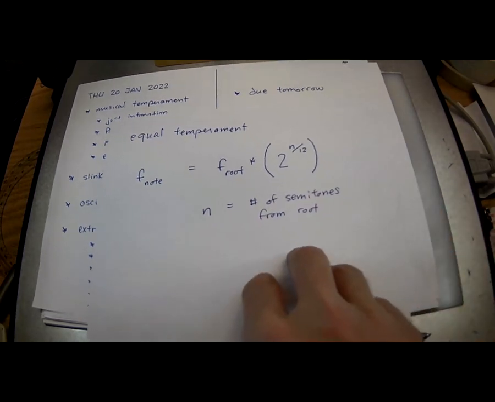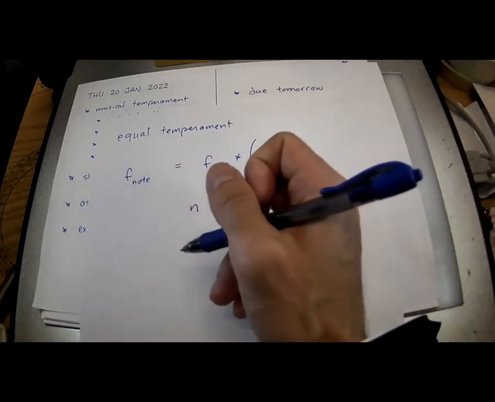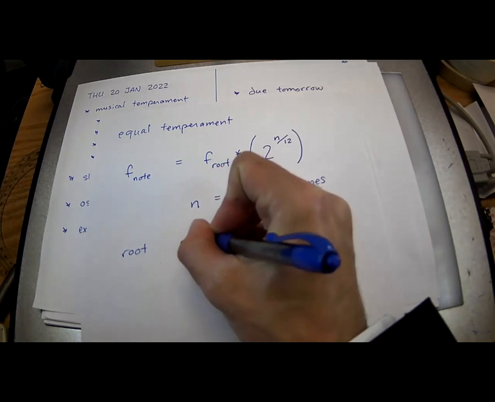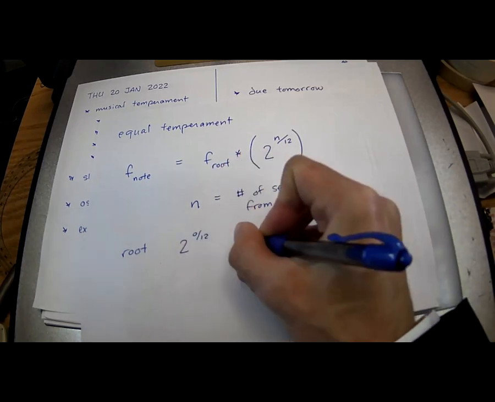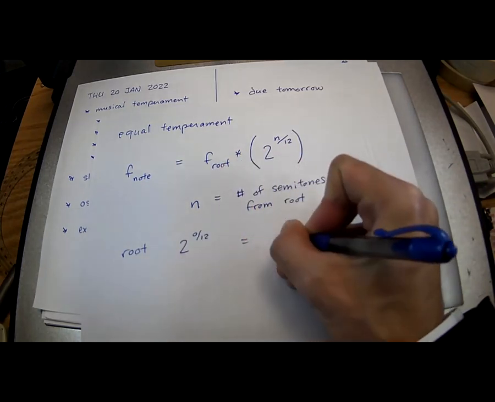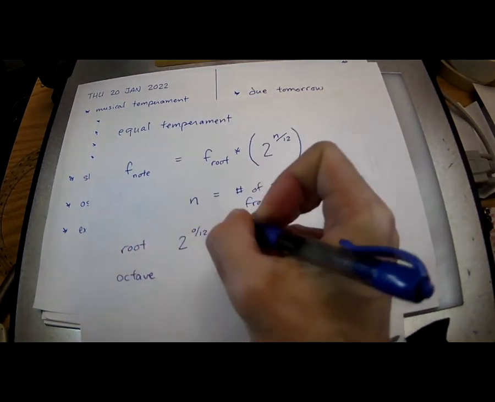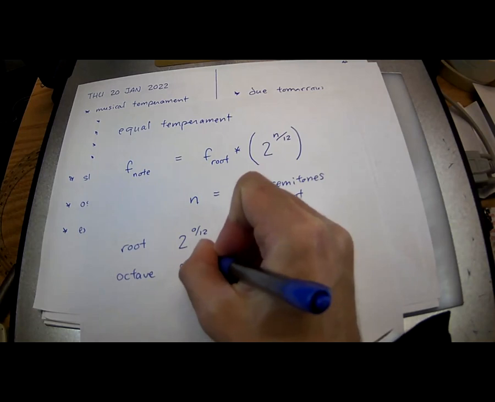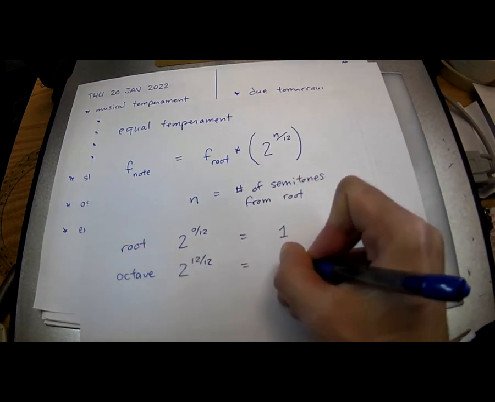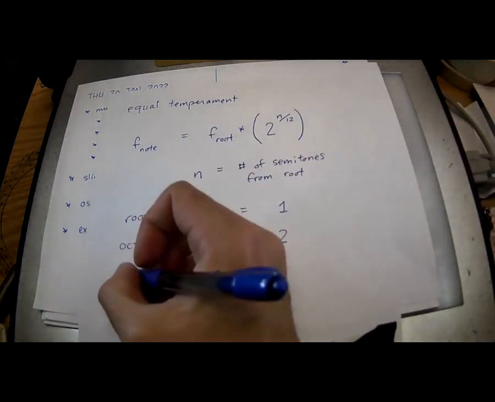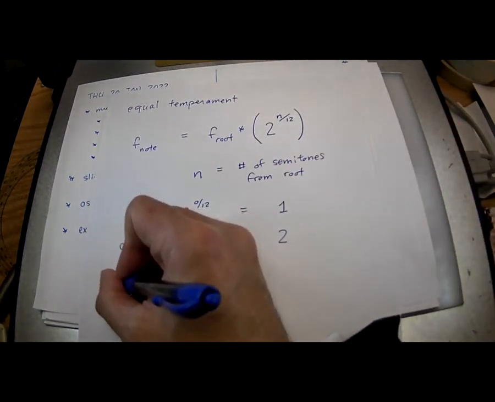What about some of the other parts? Oh, I should write this down. So root is like 2 to the 0 over 12, which is just 1. So it's 1 times itself. Okay. The octave is like 2 to the 12 over 12, which is a factor of 2. So it's like double the frequency. Okay. What if, do 2 other examples here.